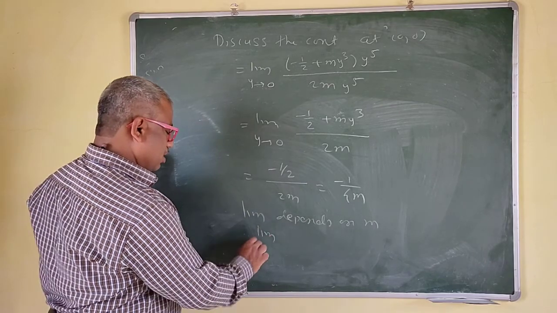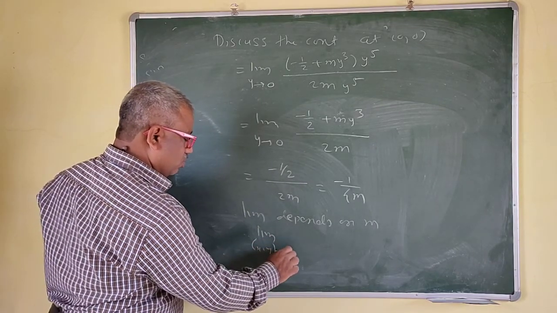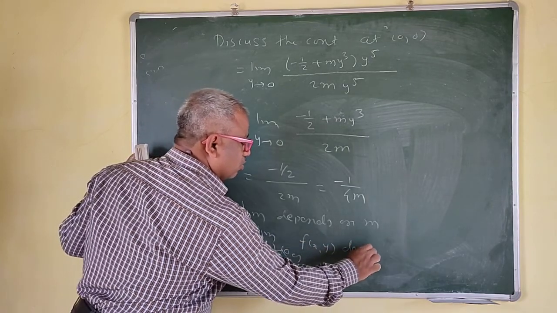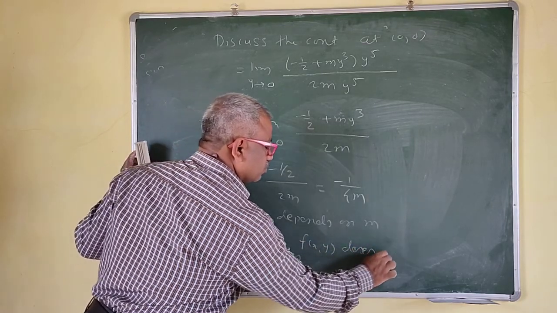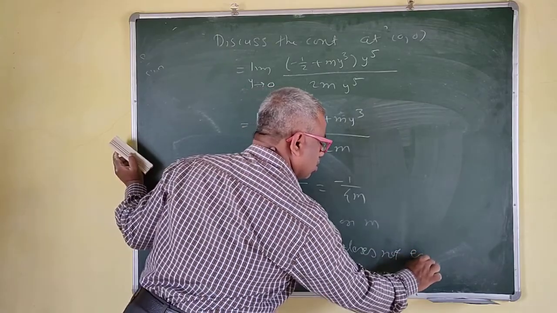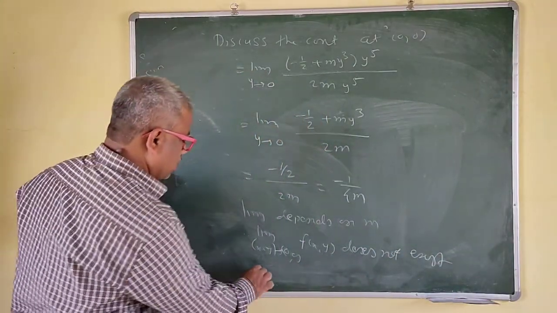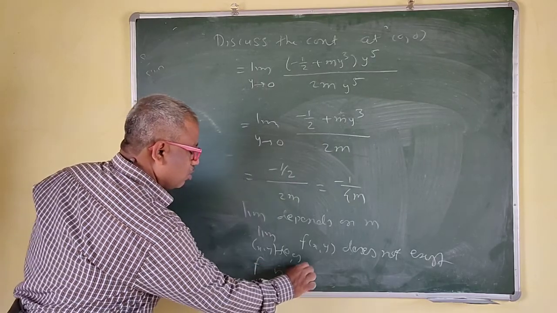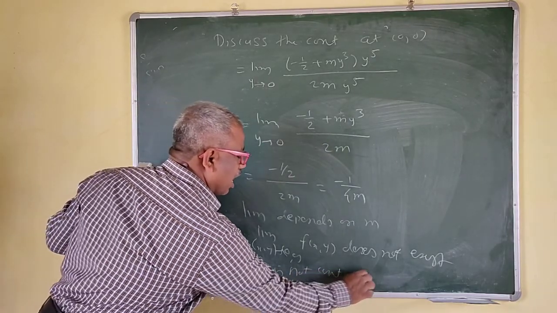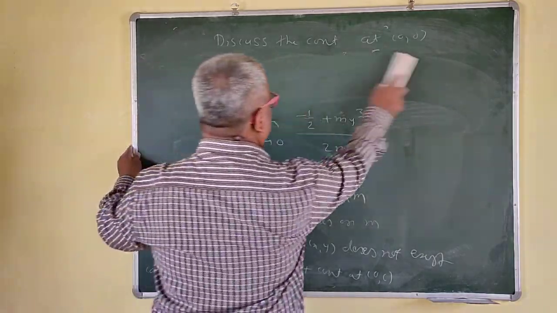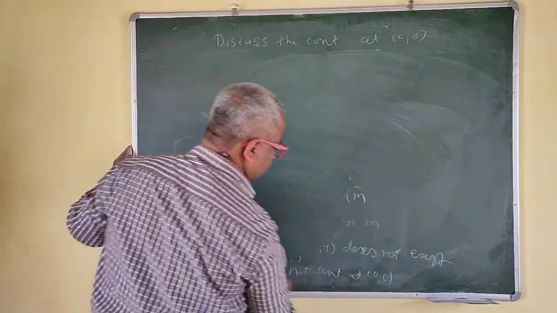Therefore, limit of f of xy as xy tends to 0, 0 does not exist, and therefore f is not continuous. F is not continuous at 0, 0. Now the problem is over. We'll take one more problem and we'll stop.